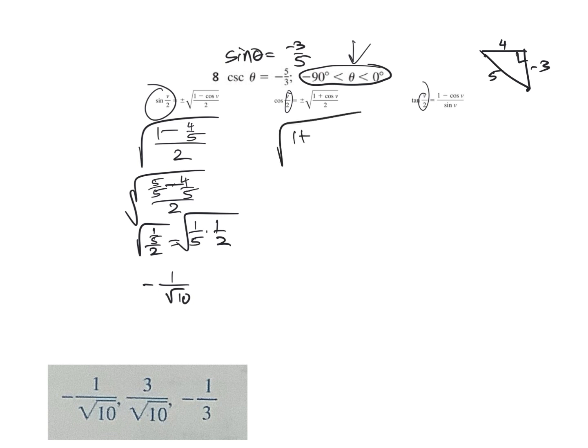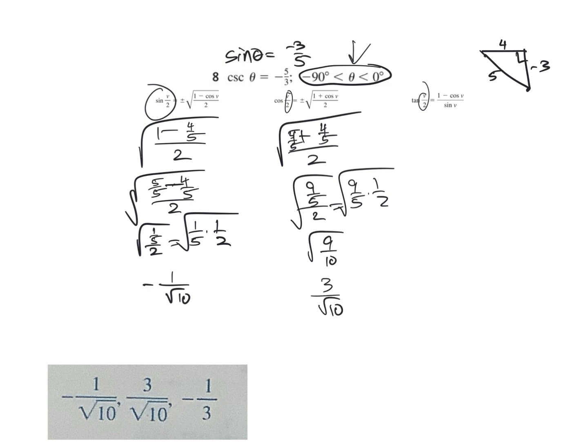1 plus the cosine. Cosine is going to be 4/5, and it's over 2. So again, 5 over 5, that's going to be 9/5 over 2, which is 9/5 times 1/2, which is 9 over 10, which is 3 over the square root of 10. And cosine is positive in the fourth quadrant.